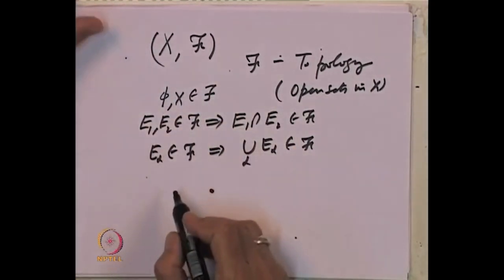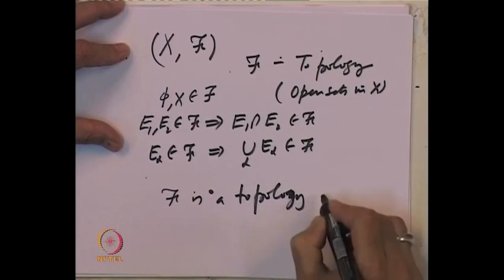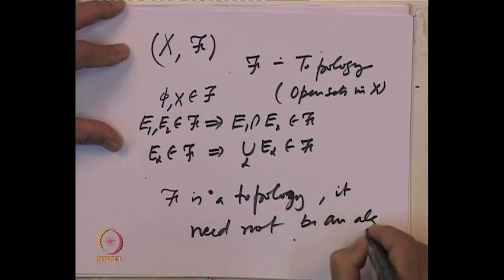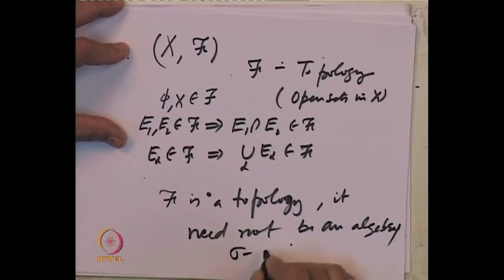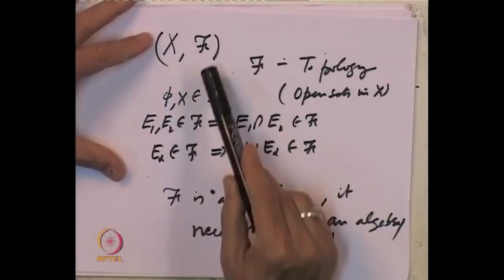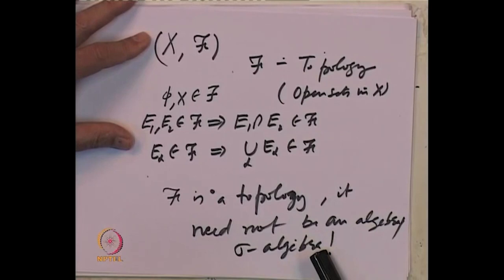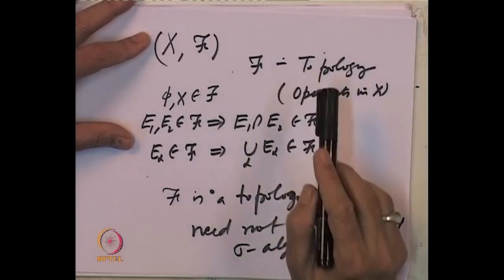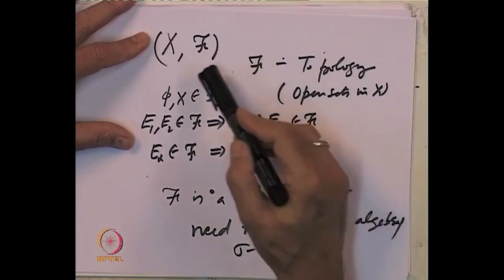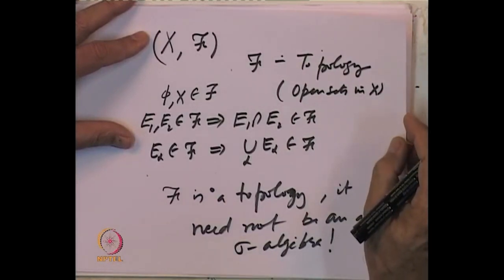So, obviously, if tau is a topology, it need not be an algebra or a sigma algebra. And the reason is obviously because this collection need not be closed under complements, which is required for an algebra or a sigma algebra. So, there it lacks. Actually, in a topological space, the sets whose complements are open are called closed sets. So, if you want the complement also to be in that collection, then those are the sets which are both open and closed, and there are not many examples of such things.